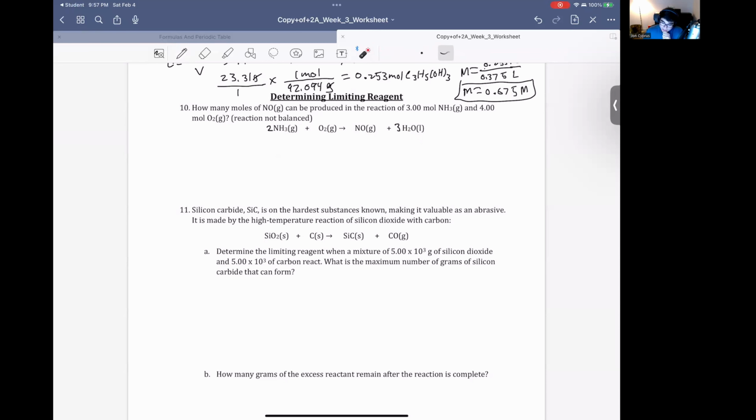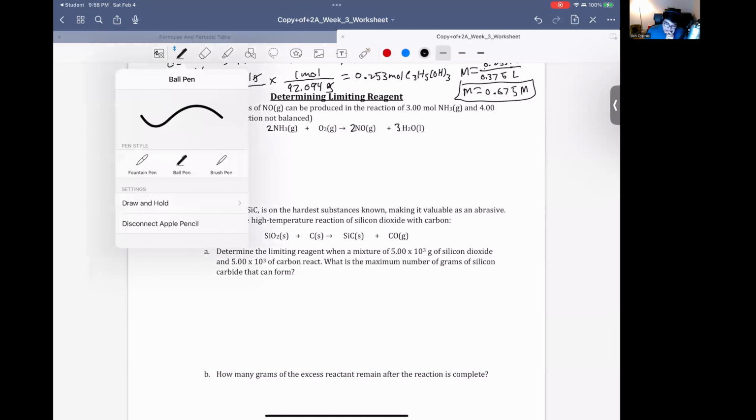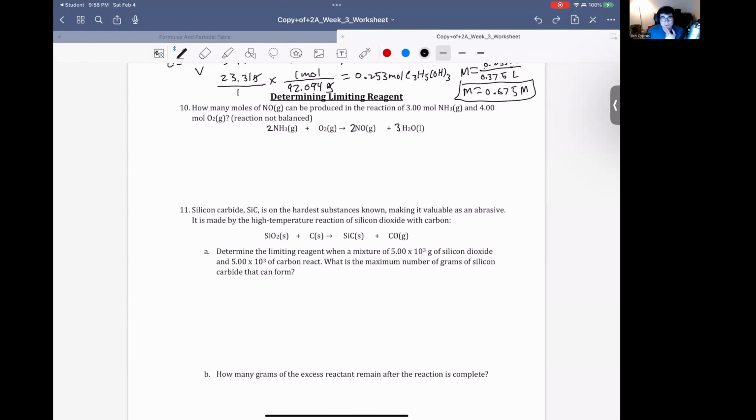All right, now again, let's check our balancing. Hydrogens are balanced, but now I have 2 nitrogens on this side and only 1 on this side. So I'm going to go ahead and add a 2 here. Now I have 2 nitrogens on each side. That is good. Next let's check the oxygens. I have 2 oxygens on this side from this one, I have 3 from here, so that is 5 in total. And I only have 2 here. So this is O2. So 2 times what gives me 5? 5 halves.